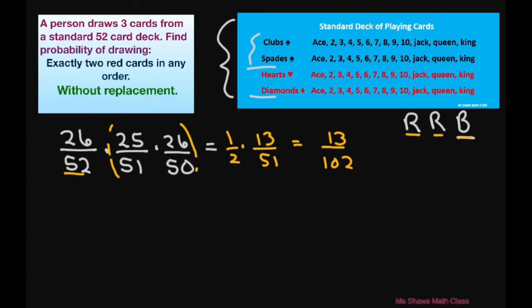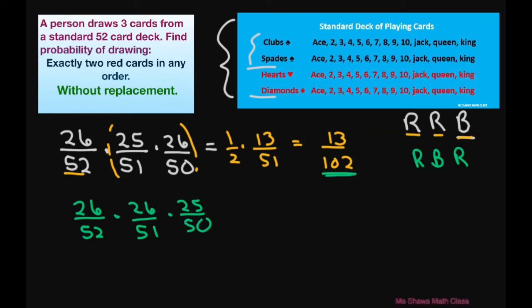What if we did red, black, red? If we did that, you start with the same, 26 out of 52. Black would be 26 out of 51. And then red would be back to 25 out of 50, which is our same number. Okay, if you did black, red, red, it would be 26 out of 52. Then for the red, it's 26 out of 51. And then we have 25 out of 50. So it looks the same as this one. So you get the same number.